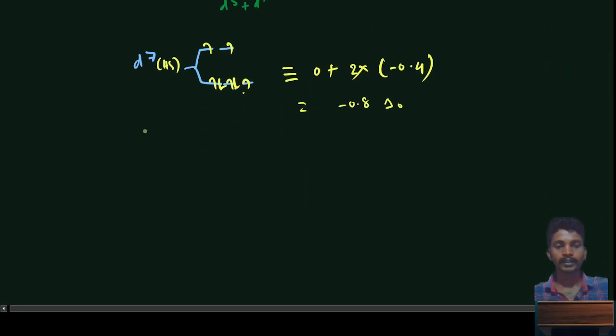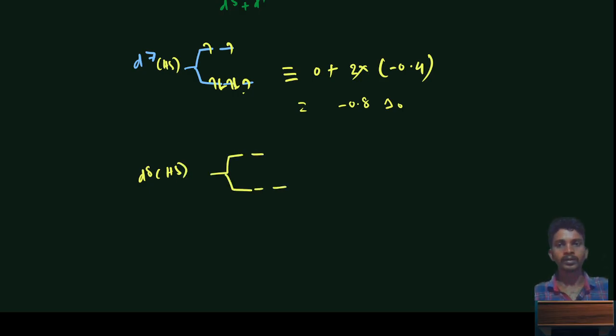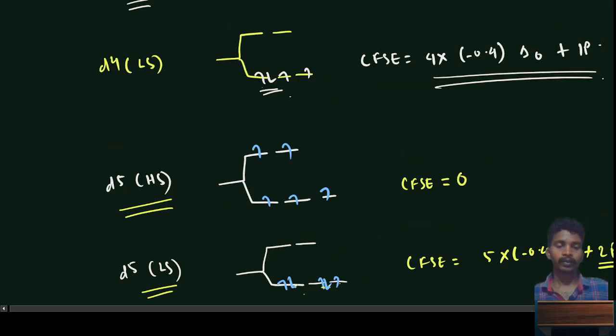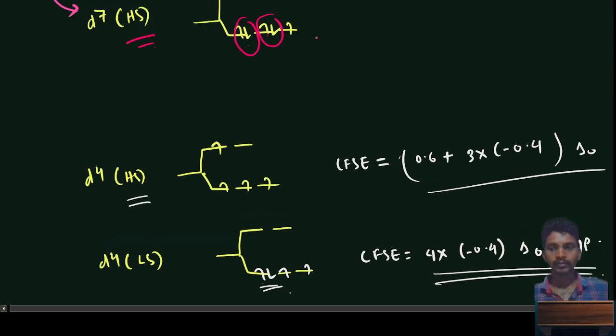So for that high spin case, we can calculate like this: D7, D8. If you have D8 high spin, this is 1 2 3 4 5 6 7 and 8. For this case, first D5 will be 0 plus then 3 is there, so 3 into minus 0.4. That is going to be minus 1.2 delta naught. Likewise, D8, D9, D10 we can calculate very quickly. So this is all about the CFSE for the octahedral case.